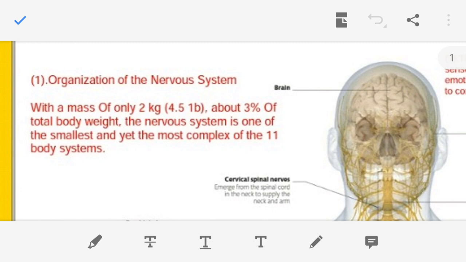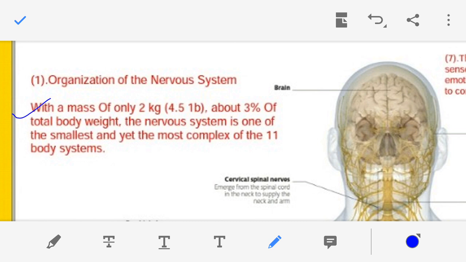Then you will learn about the nerves, then their numbers, how many cranial nerves, how many spinal nerves are there, then the division of the nervous system. So all these things we are going to discuss in this lecture. So starting with the first point.